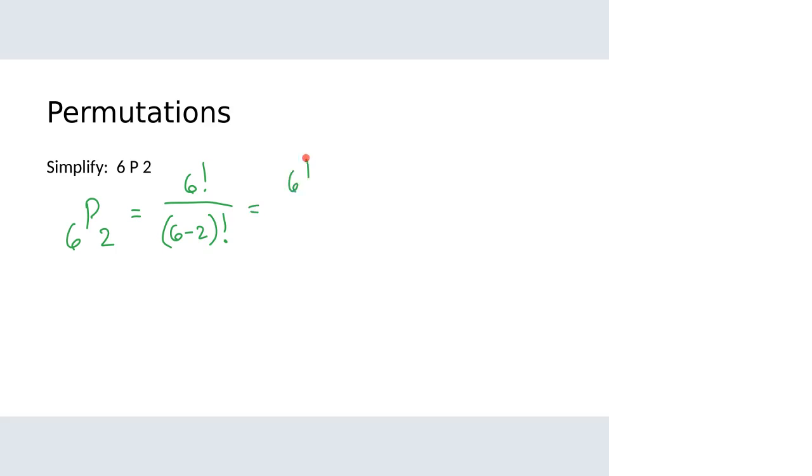And that's 6 factorial over 4 factorial. I'm going to rewrite my numerator: 6 times 5 times 4, 3, 2, 1. Got a 4 factorial in the denominator. Those cancel. 6 times 5 is just 30. So if we want to simplify 6P2, we end up with 30.